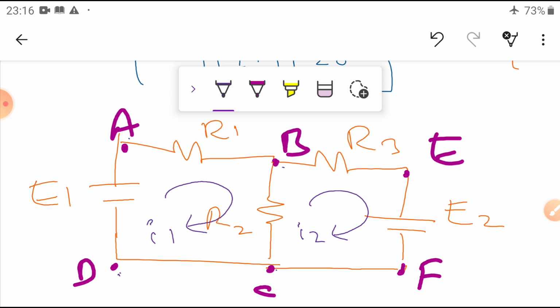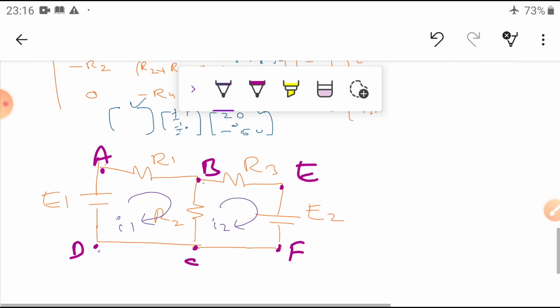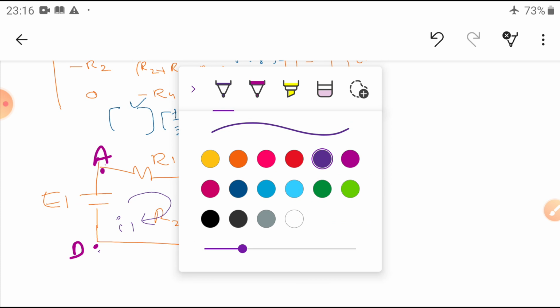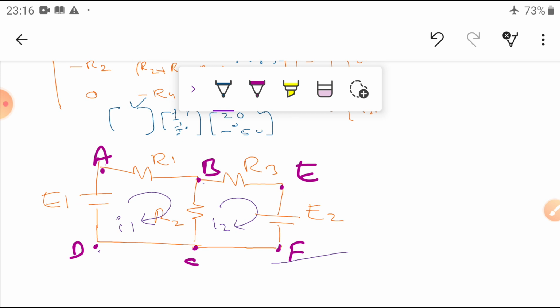Okay. So, here what are you going to write? Here you can see from A to B. What is the current? The current is the same, I1. So, you take minus I1 R1.